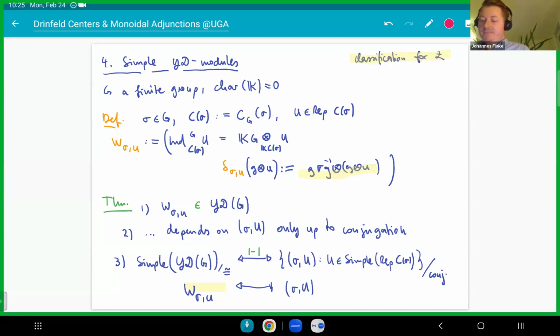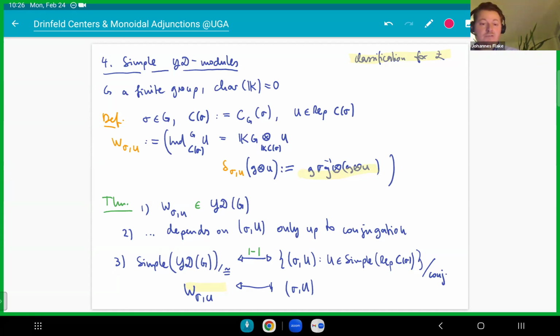So, maybe the takeaway here is that there is a somewhat canonical structure of a Yetter-Drinfeld module on modules that are induced from certain subgroups. So this is the idea here. But all this is classical theory. I'm just giving you some background here. And then the classical theorem tells us that, in fact, we have constructed a Yetter-Drinfeld module in this way.